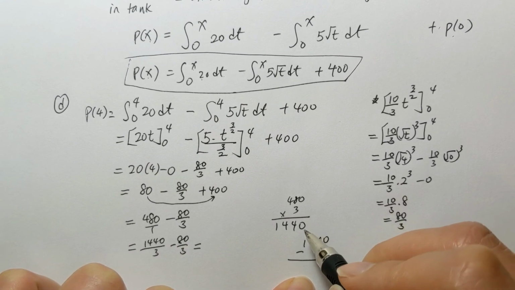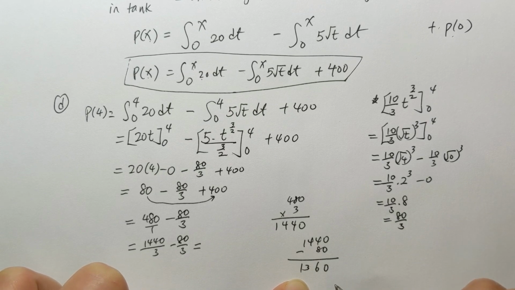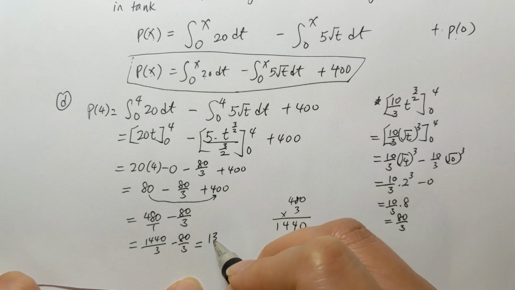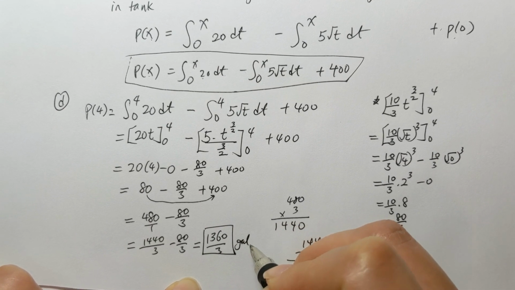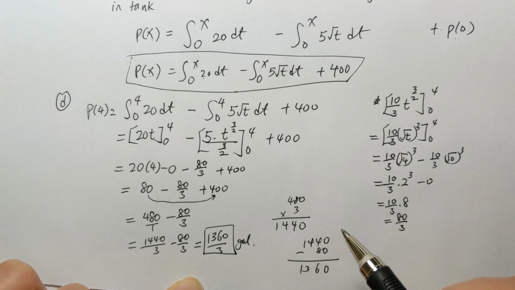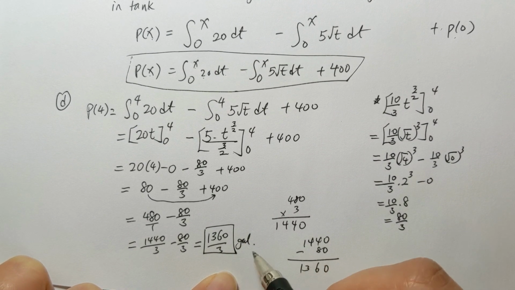And now we get 1360, so 1360 over 3. So at t equals 4, there are 1360 over 3 gallons of water.